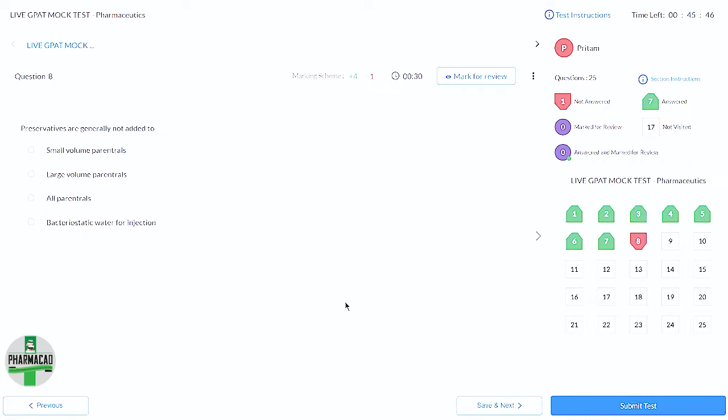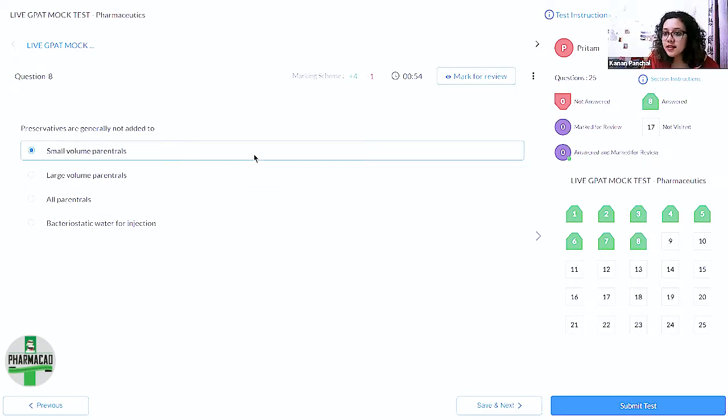Ma'am, even I think the same, large volume parenterals. Large volume parenterals में नहीं आता. Small volume, ma'am. अभी ये कौन बोला? Who was this? Small volume wala? No, man. Small volume is the correct answer.